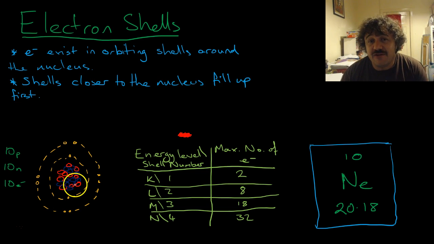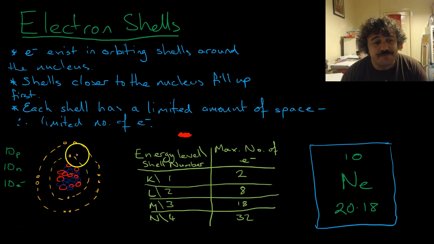The shells closest to the nucleus fill up first. This has to do with the shells also being energy levels, but we'll get to that in a second. Each shell has a limited amount of space, therefore a limited number of electrons. We can see this here. The first shell is quite small, so it can only hold 2 electrons. Remember, electrons repel each other a little bit so they don't get too close. The second shell out can hold 8. The third shell, M, okay, so we go K, L, M, N, just like the alphabet, can hold 18, and the fourth shell, N, can hold 32.